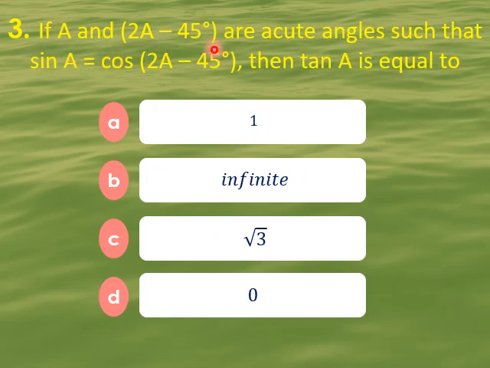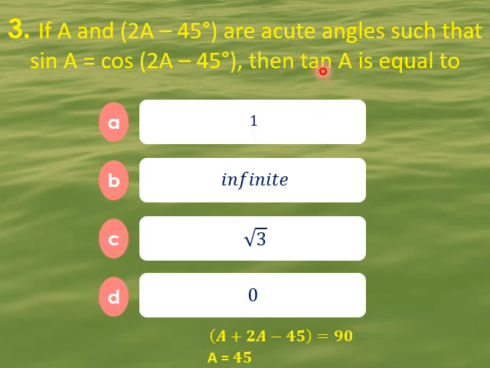If A and 2A minus 45 degrees are acute angles such that sine A equals cos of 2A minus 45, then tan A is equal to what? In the previous slide we studied that if sine of angle 1 is equal to cos of angle 2, then the two angles are complementary. So we can write A plus 2A minus 45 is 90 degrees. Solving this, 3A minus 45 is 90, 3A will be 135, A will be 45 degrees. So A is computed as 45 degrees.